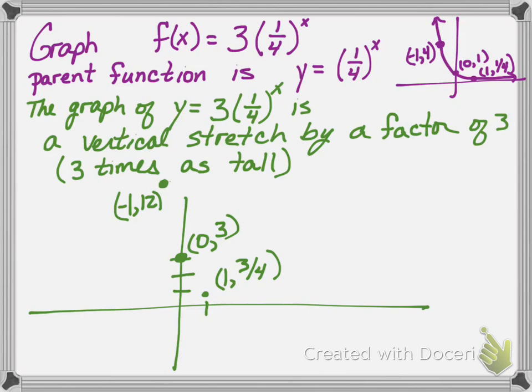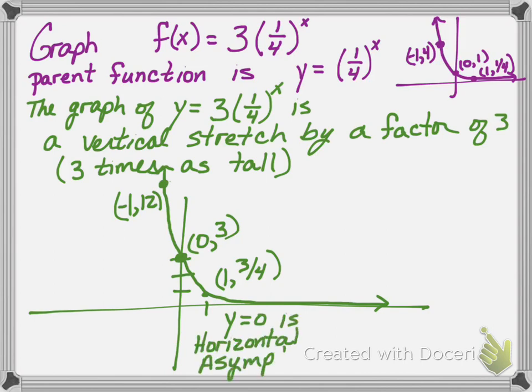And I'm not really drawn to scale. I kind of ran out of room. But you'll get the idea. It's 3 times as tall. And y equals 0 is still our horizontal asymptote, because numbers that are close to 0, when you multiply by 3, are still very close to 0.